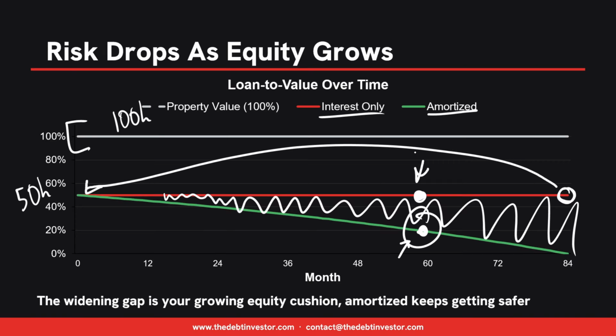The reason why is because the property is worth $100,000, and with interest only, there's only $50,000 worth of equity. But with the amortized, there is now $80,000 worth of equity, because they've paid all the way down to 20%. We call this an LTV, but that's for a different day. And so the amortized holds a lot less risk the further into the loan you get. So the widening gap between the green and the red line is just the growing equity cushion on the loan, and it makes the loan safer overall.